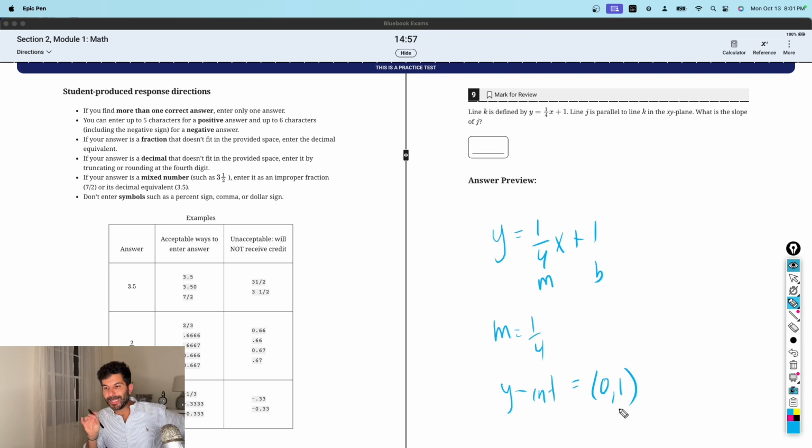So if line K has that information, and then we see that line J is parallel to line K, we just need to know that parallel lines never intersect. Never, ever, ever intersect, because they rise and run at the same rate. Compare it to two cars following each other. If you're going 55 miles per hour and the guy behind you is going 55 miles per hour, you should not crash. Same thing here. So based on the fact that we have parallel lines, our slope will also be 1/4. So I'm going to type 1/4. Here I could also do 0.25. That would work as well.